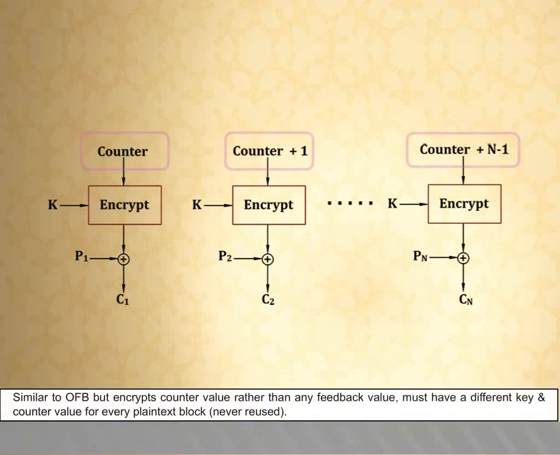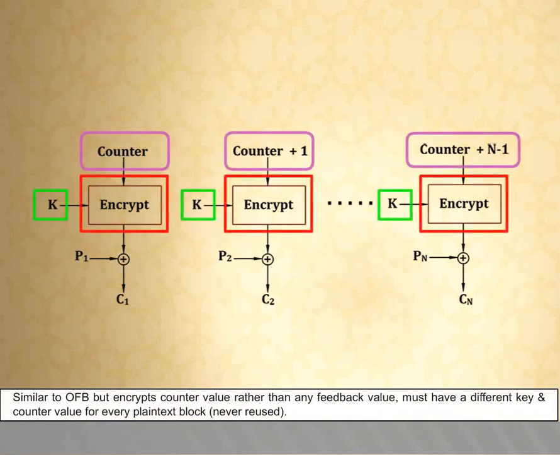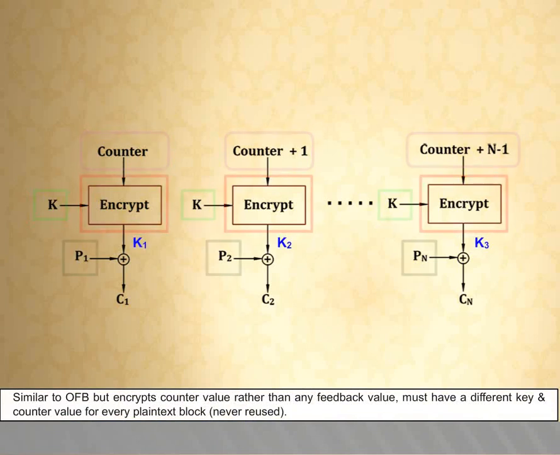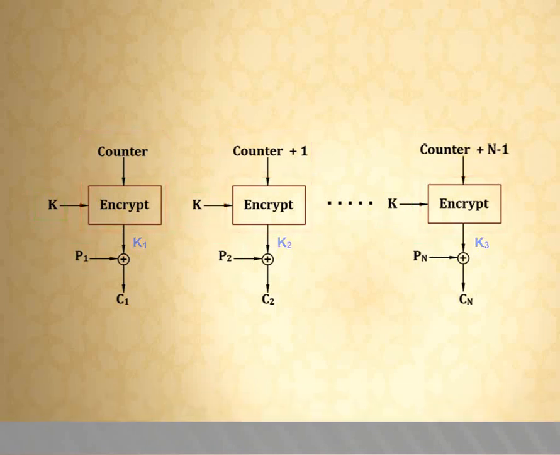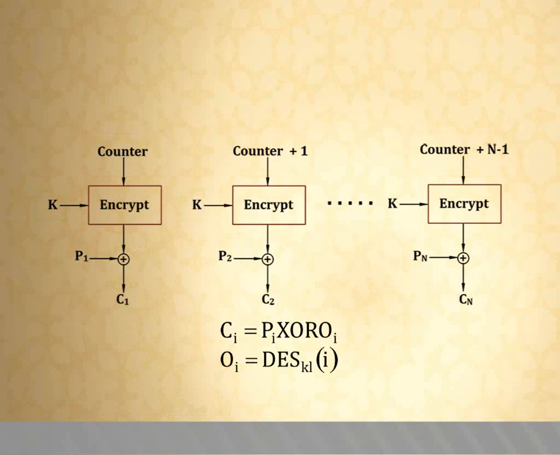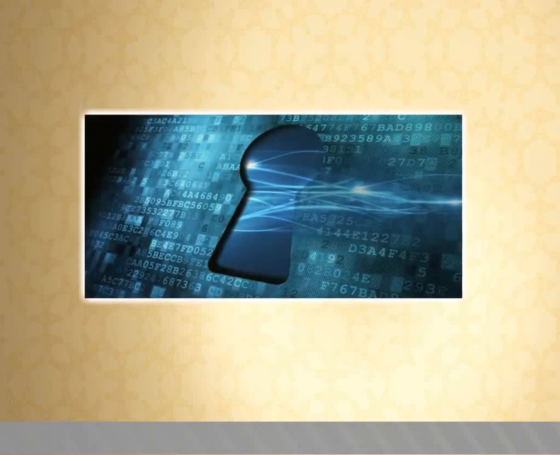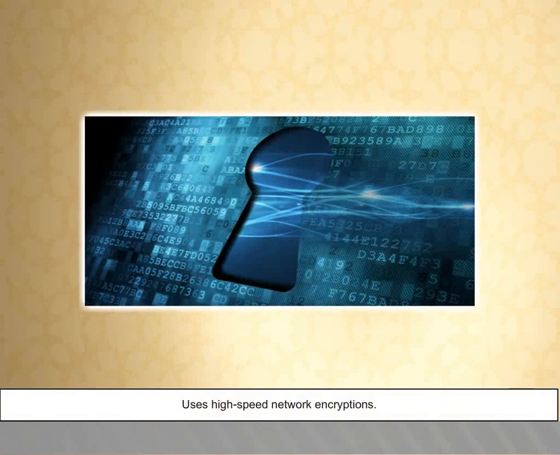Similar to OFB but encrypts a counter value rather than any feedback value, it must have a different key and counter value for every plaintext block, never reused. Ci is equal to Pi XOR Oi. Oi is equal to DES K1 of i. It is used for high-speed network encryptions.